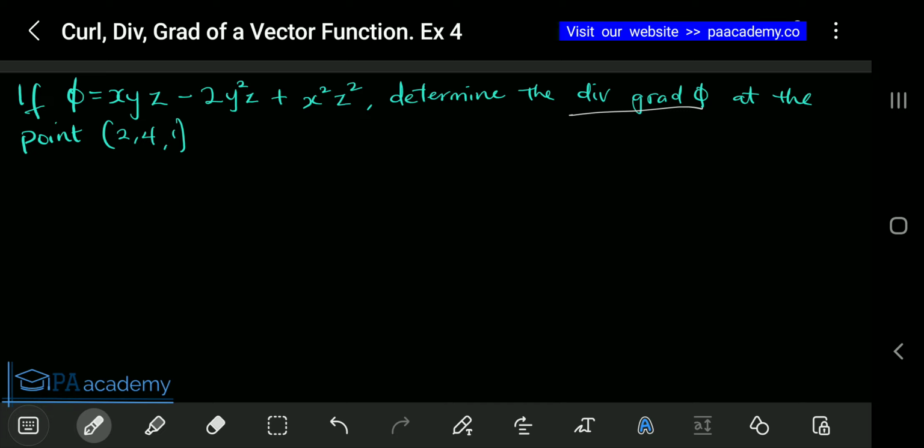What I just noticed is that sometimes you might know how to find the div, how to find the grad, how to find the curl, but when it comes to the notation, quite a number of people usually mix it up. All right, so now let's do this.